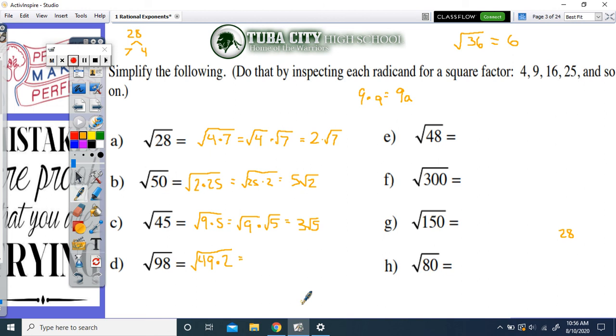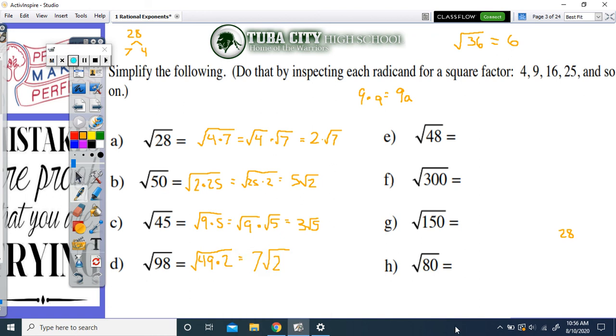Because 98 does have a lot of numbers that you can multiply to get 98. But I want the biggest square number that I can. And again, square numbers are numbers multiplied by themselves to get another number. So 49 is 7 times 7. So I'm going to take the 49 out, but when it comes out, it turns into 7. So 7 root 2.